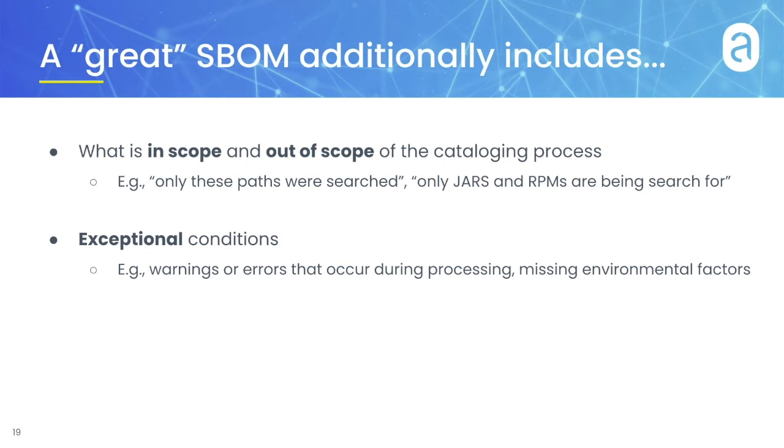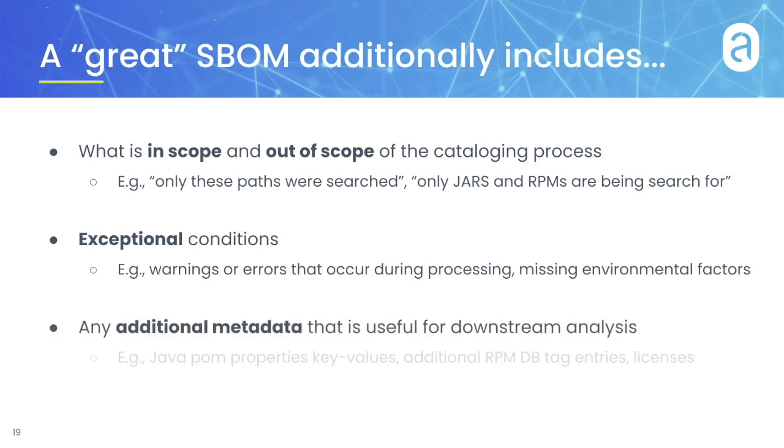Or say environmental factors. Say you're on a VM and you're trying to catalog your VM, and you are expecting some shared drives to be mounted, and those are missing, so that would be important. And lastly, keeping in mind any metadata that is going to be useful downstream in any analysis that you're doing. Just capturing the Java name and the version may not be good enough. You may actually want to head into the specific Java POM properties and grab all the key values out of there, because that may be useful for some analysis that you're doing downstream, grabbing specific licensing information. Sometimes that's useful, sometimes that's not. It just depends what your use case is.